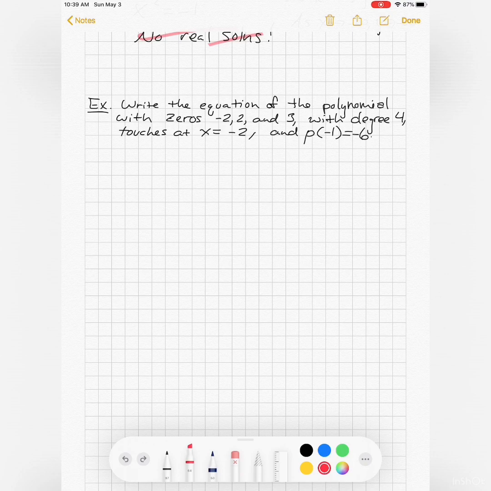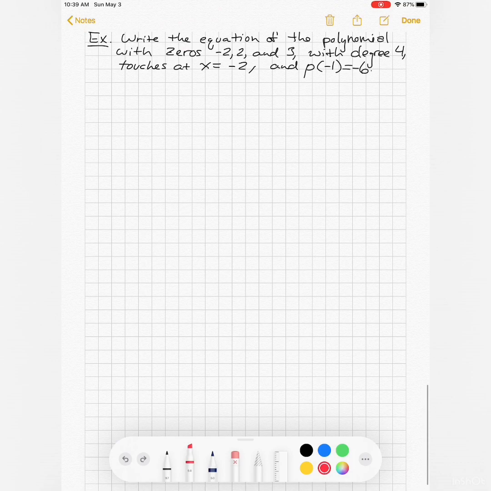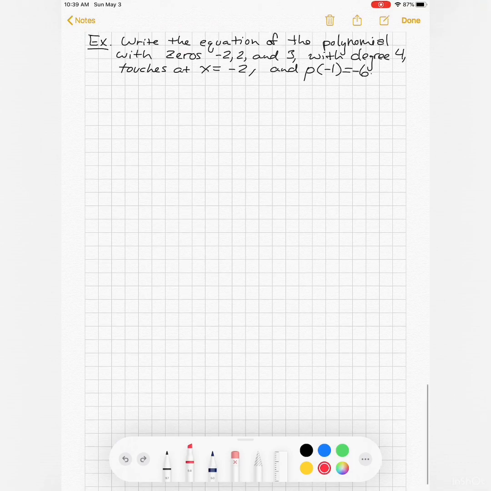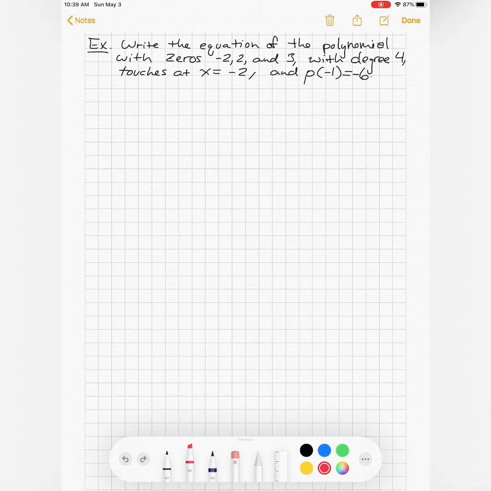Okay, write the equation of the polynomial with zeros -2, 2, and 3, degree 4, touches at x equals -2, and p of -1 equals -6.